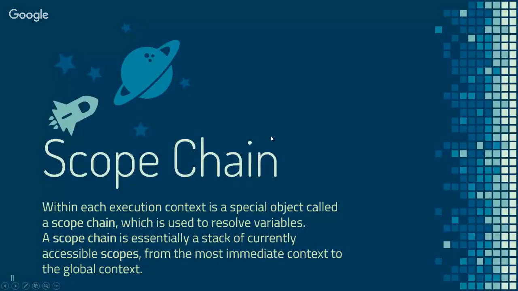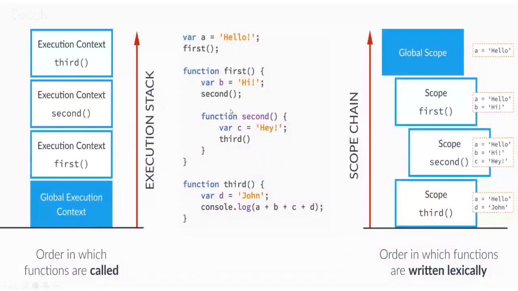So we've already seen that the concepts of the scope chain, the execution context, and scope are interrelated. So let's have another example just to get to grips with it. With this example, I want you to understand that the execution stack is different from the scope chain.